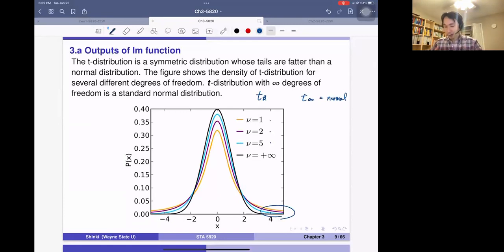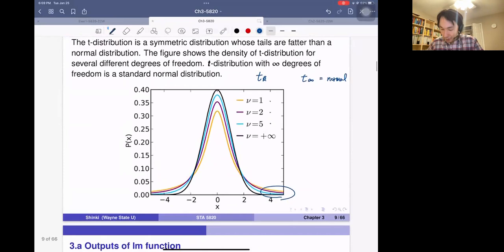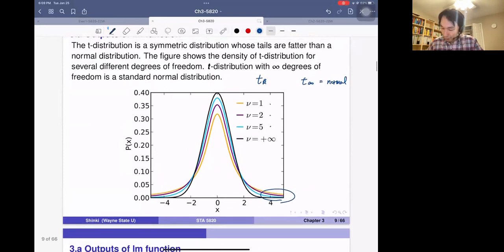So the normal distribution has a lighter tail, and the T distribution has a much heavier tail. For the normal, the tail is exponentially thin, but for the T distribution, that is just a power function. So it's much heavier. It doesn't go to 0 quickly.